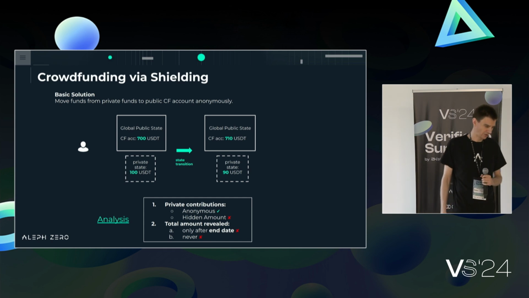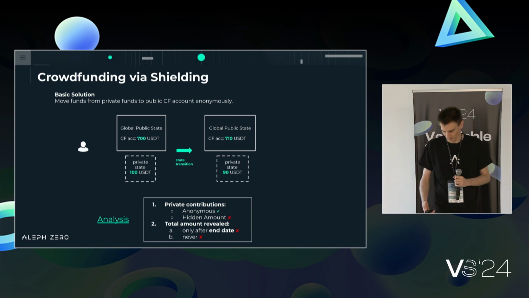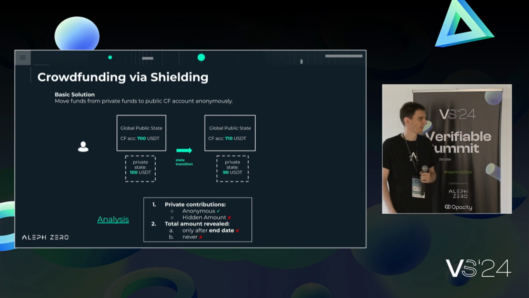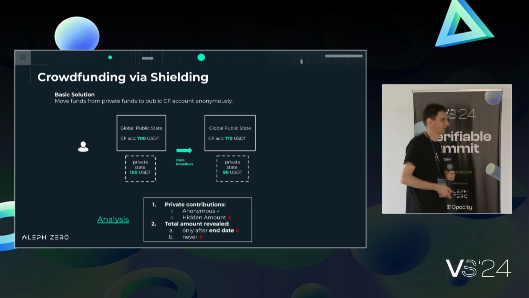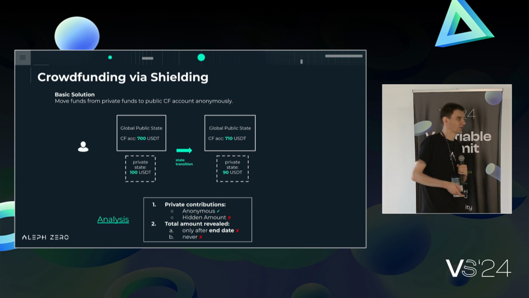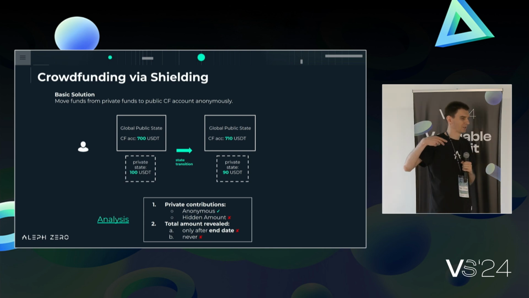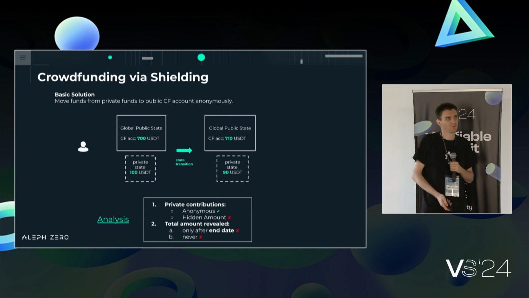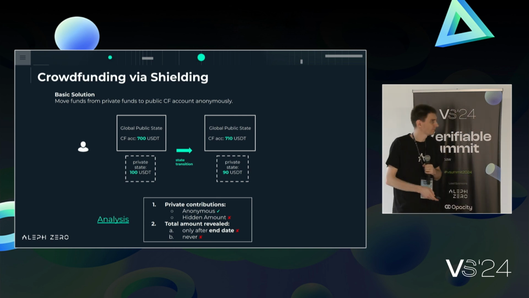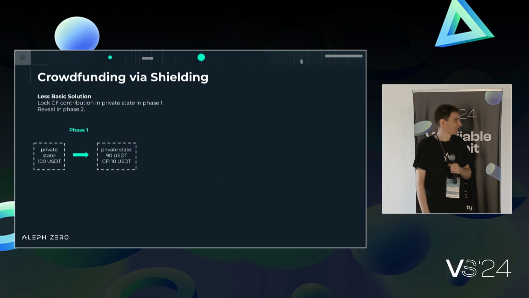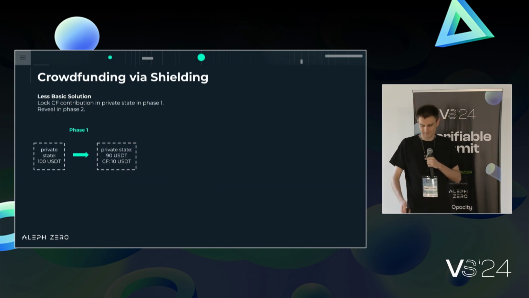What we don't achieve is hidden amounts, because we still have this visible, and we didn't really achieve anything about this constraint of total amount not being revealed, because whenever someone makes a contribution, it is visible. So it's still the same, only it's anonymous. So that's good, but it's maybe not ideal. So let's try something better.